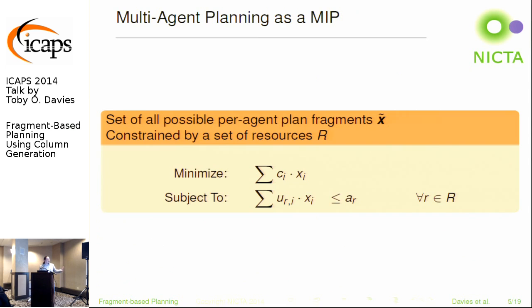Okay, so I've explained the domain. I'm going to explain how we're going to model it. We're going to model it as a MIP, sort of. A MIP where all of the possible plans are a column, are a decision variable. This is an idealized version.